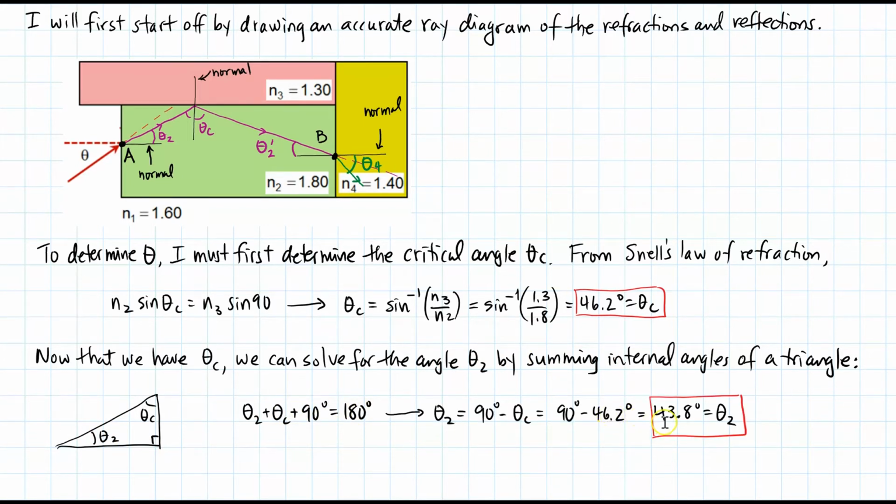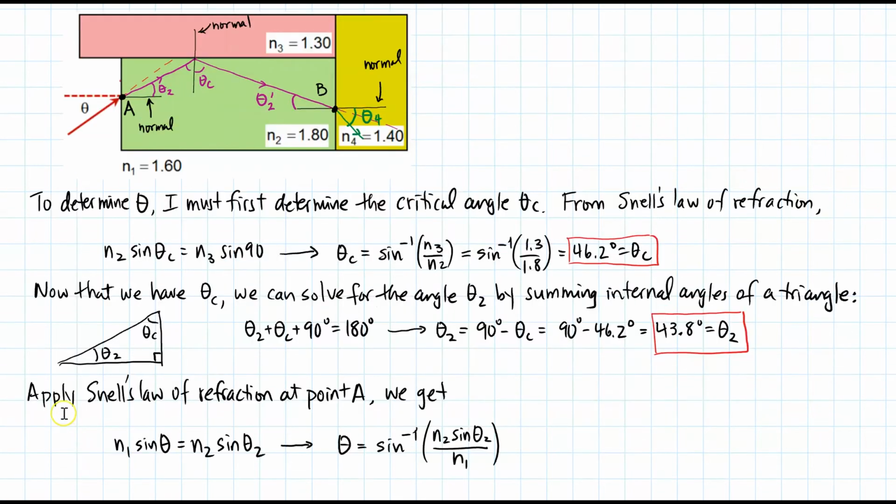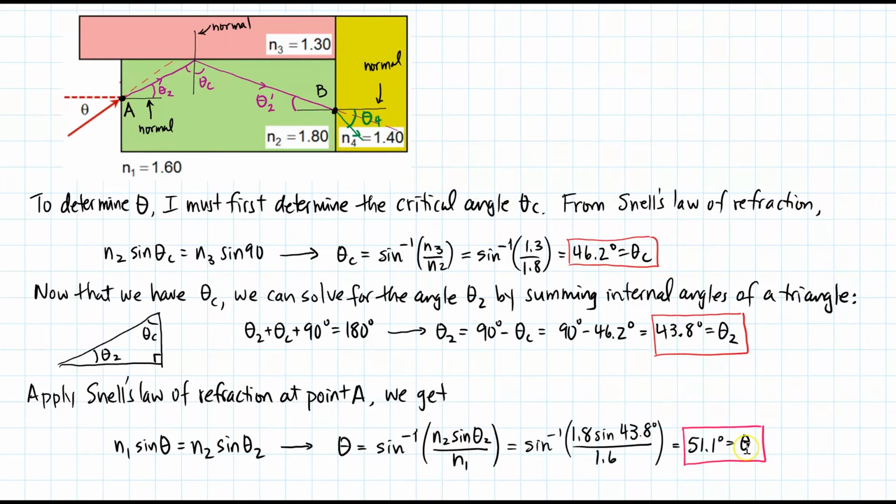When we do this, we get an angle of 43.8 degrees for theta 2. If we now apply Snell's law of refraction at point A here, we get that n1 sine of this angle is equal to n2 sine of theta 2. So if I do the algebra, I then get that theta is equal to the sine inverse of n2 sine theta 2 divided by n1. Plugging in the numbers, we get theta is equal to 51.1 degrees.